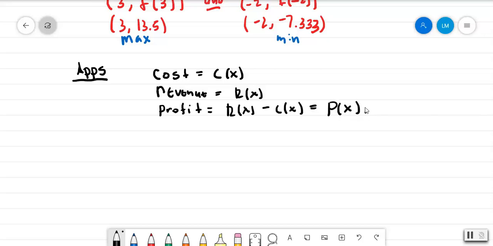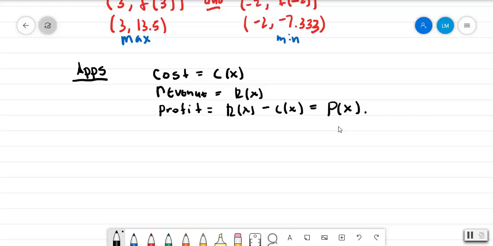Because I just showed you that we can find the max and the min, realistically you would want to minimize the cost, maximize the revenue, and also maximize the profit. But if you look at the largest revenue, it might not guarantee the largest profit in that case. So you have to be careful with that.